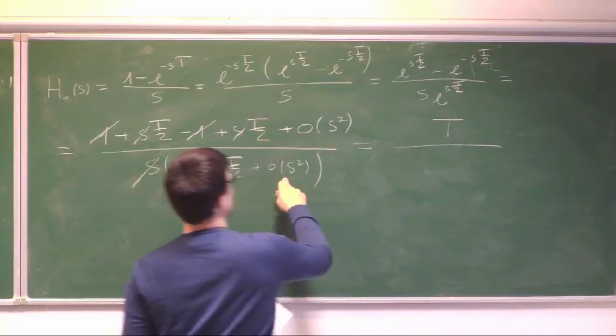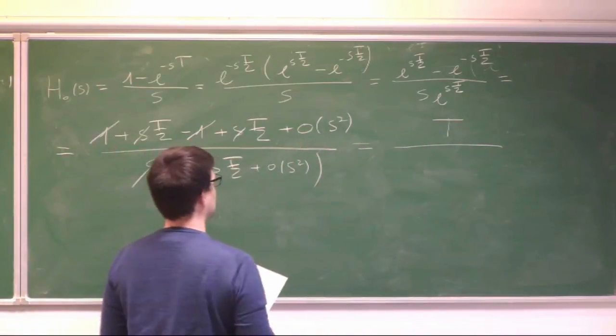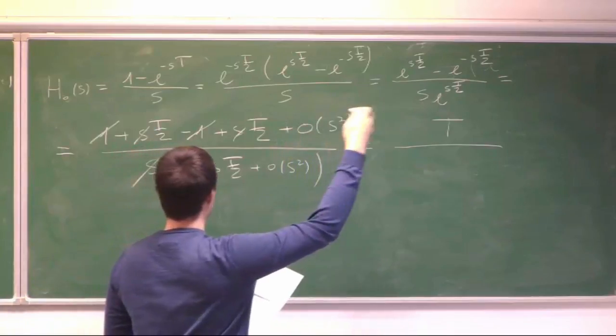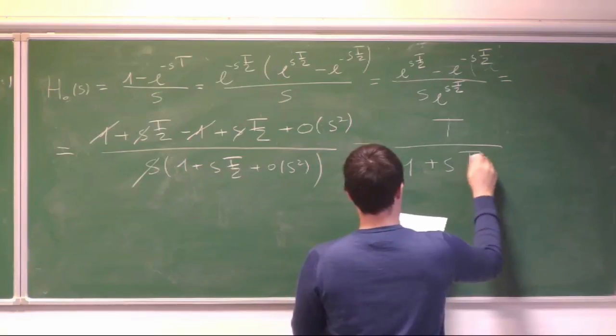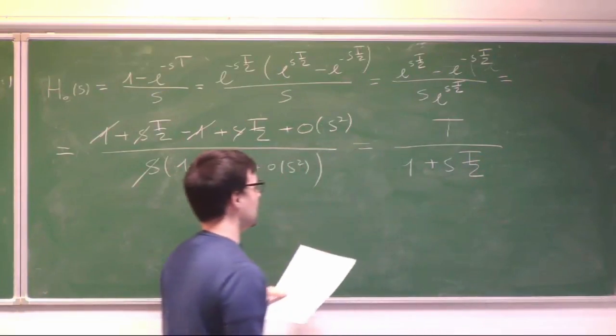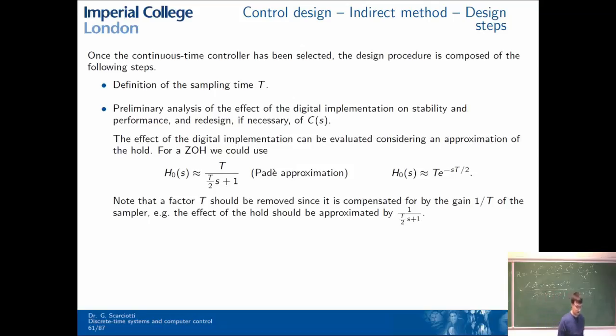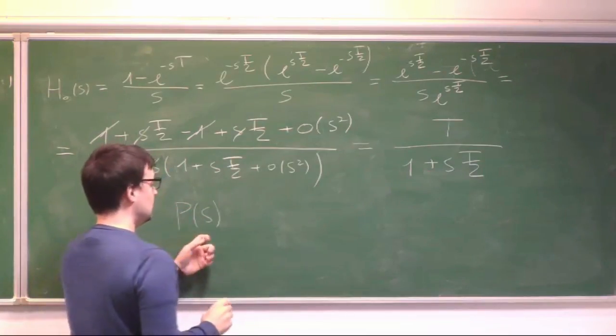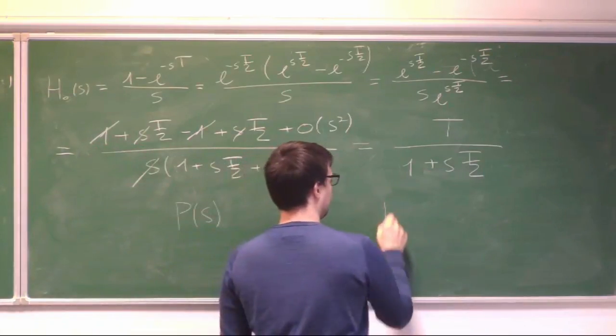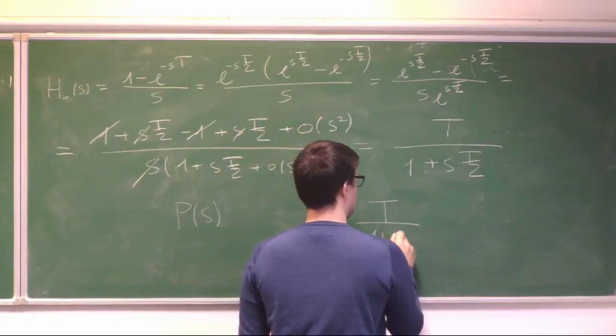So we ignore the higher order terms, the terms of power 2, 3, and so on, and we are left with this term over here, and this is exactly the term that we have on the slide. So this is the Padé approximation of your system. The idea is basically that instead of designing the controller for P of s, you want to design the controller for this function over here.